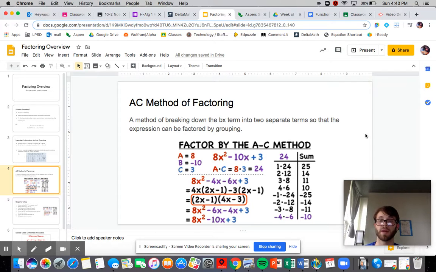It's a method where you are trying to break down the bx, the linear term, into two separate terms so you can ultimately do some grouping and then factor that way. So as you can see here, we're breaking down the negative 10x into, in this case, negative 4x and negative 6x. Because if these were added back together, you would have still gotten negative 10x. So it didn't actually change anything. We just broke it apart. And then you can see here, there's a couple other steps we'll talk about. But ultimately, that's the goal.